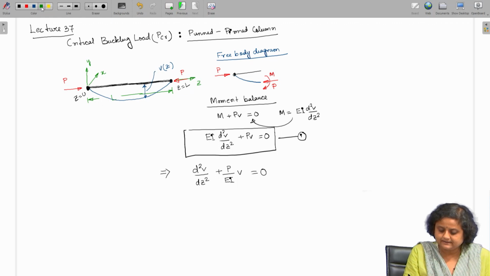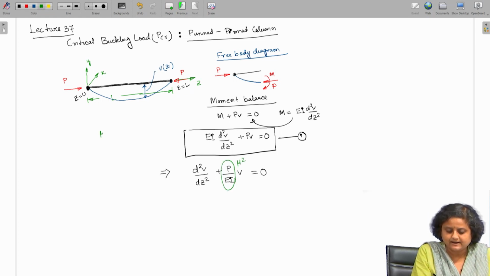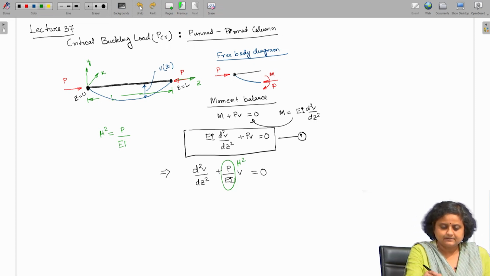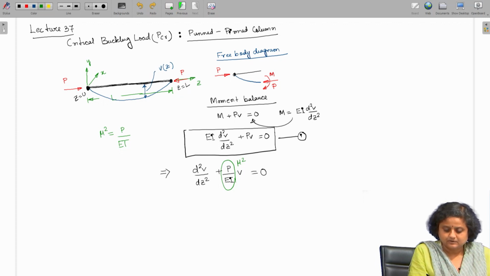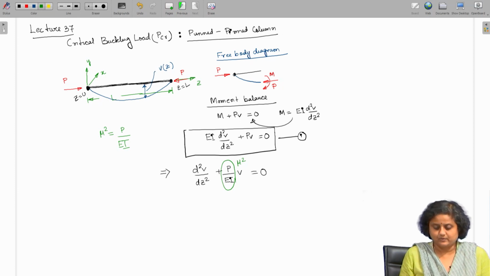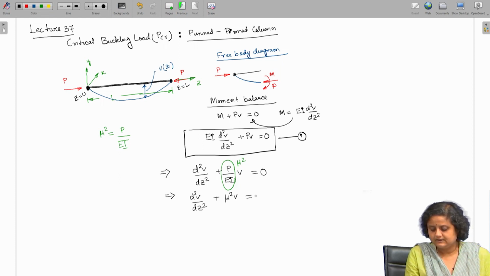Now let us replace P by EI as mu square. So, mu square is nothing but P by EI. Just for the simplicity of the expression, I am replacing P by EI as mu square. Therefore, this equation becomes d2V by dz square plus mu square into V is equal to 0.